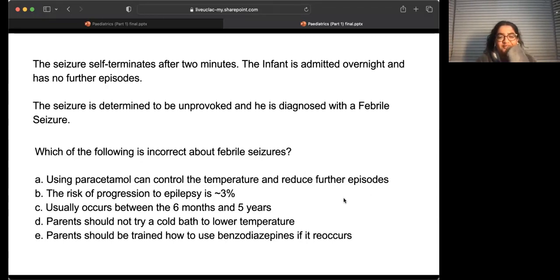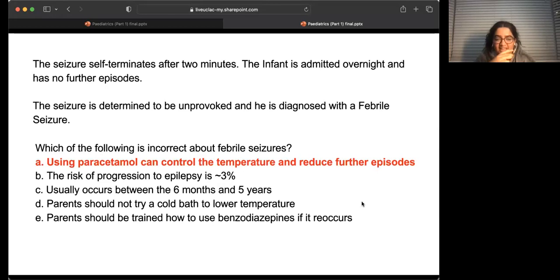Okay, it's fine. We can just go through it. So the answer is A, and this is asking which of these is incorrect about febrile seizures.